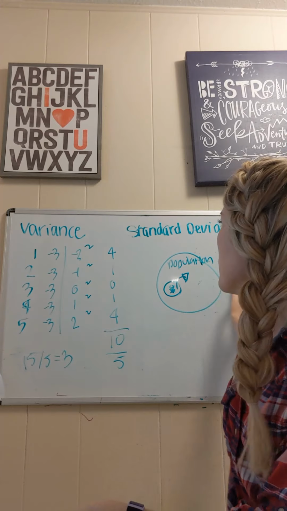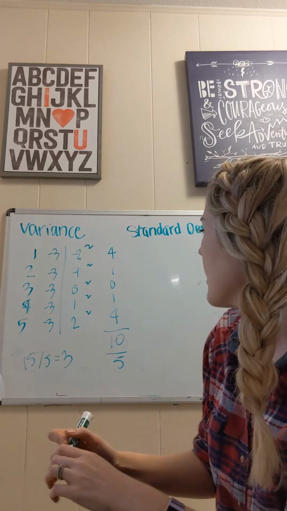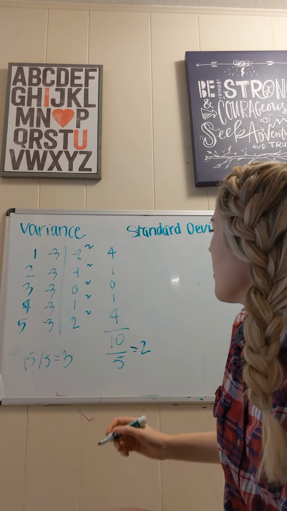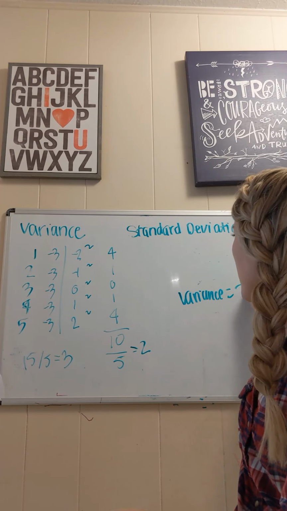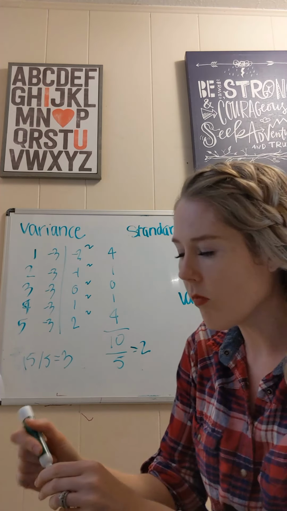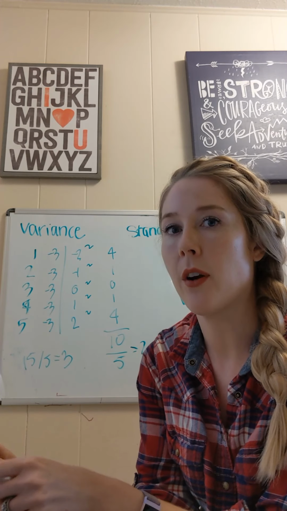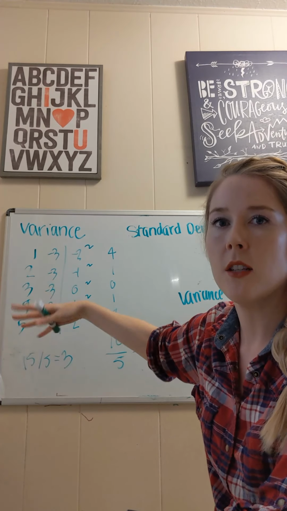Let's say I'm just doing the population. I'm only interested in you guys and how you guys feel. So then I would just do 10 divided by 5, which is 2. So the variance would equal 2. That's great to know. 2 is not too crazy of a number. That means the mean is pretty representative.